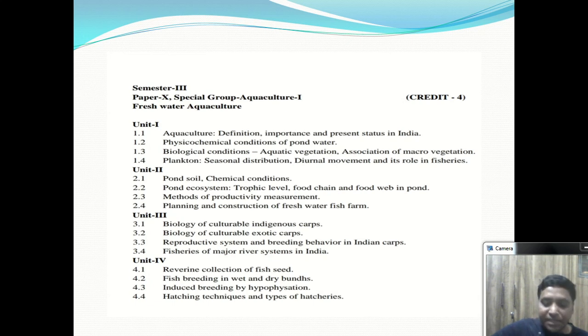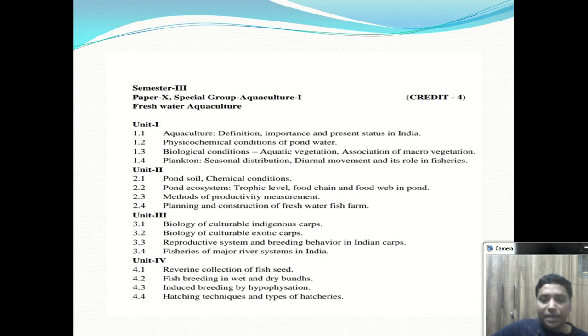If plants are present at the margin of the pond, they are called marginal plants. Some plants seen floating on the water, for example Eichhornia and Pistia, are called floating plants. Plants that are present inside the water are called submerged plants.